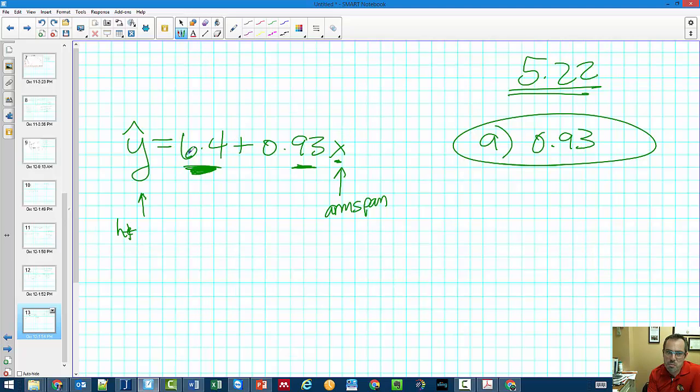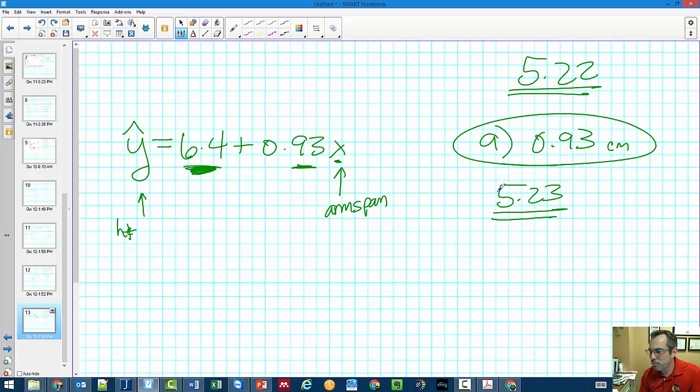So it probably doesn't work to have a 0 as an arm span. You have to have something there, but you're going to keep adding 0.93 centimeters every time you add 1 centimeter of arm span. That's kind of the whole idea of slope. So that's 522.